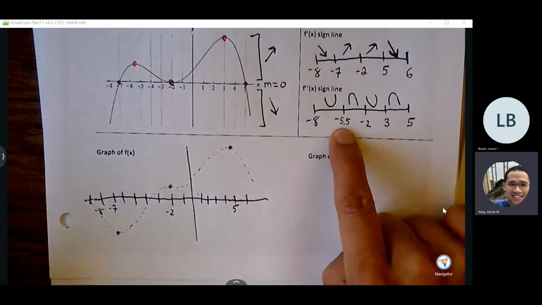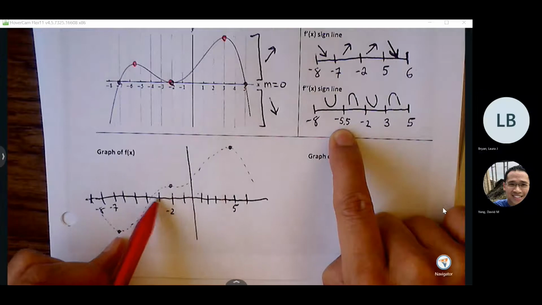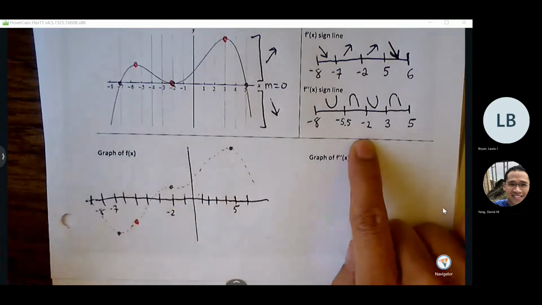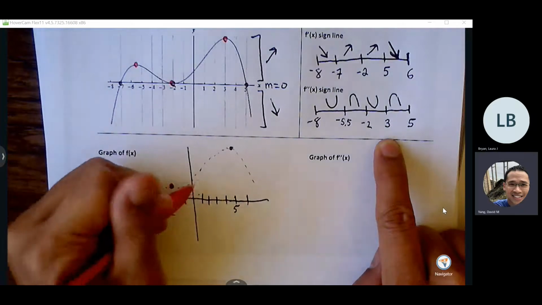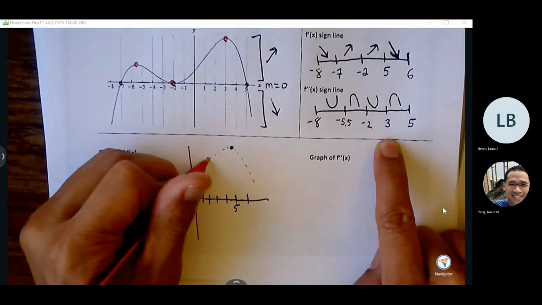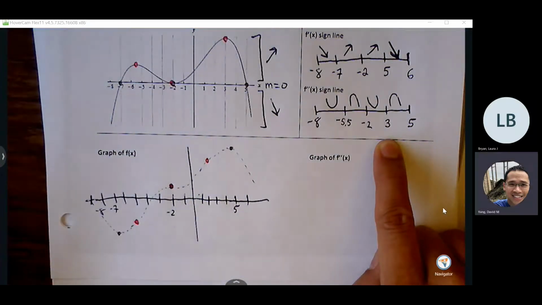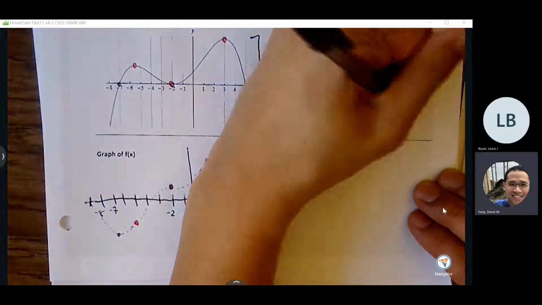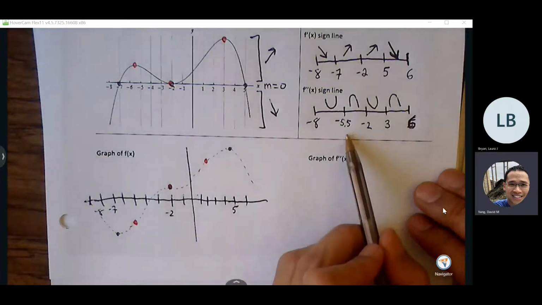Yeah, let's get those points of inflection, right? So just follow the path, the graph. Where's -5.5 going to land? It's around here. -2, 3, and it's going to end at 5. Oh, sorry. It's going to end at 6. Sorry, 6. Okay, we have 3 points of inflection, right?